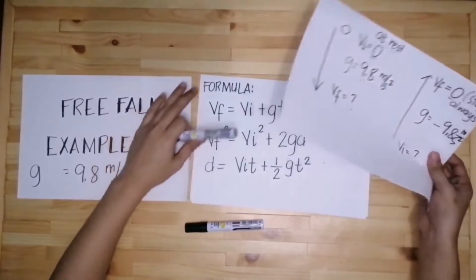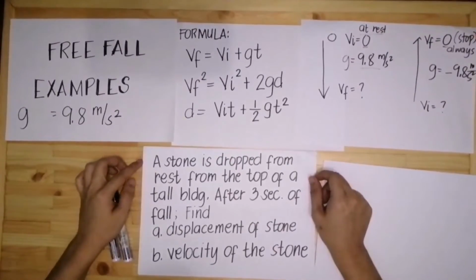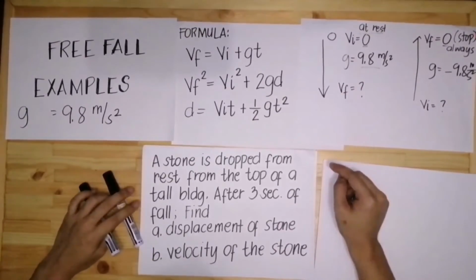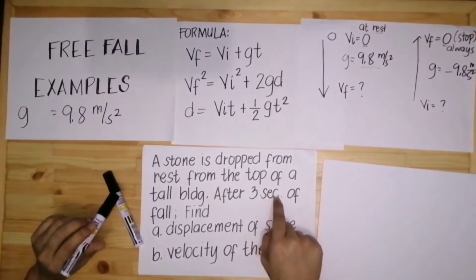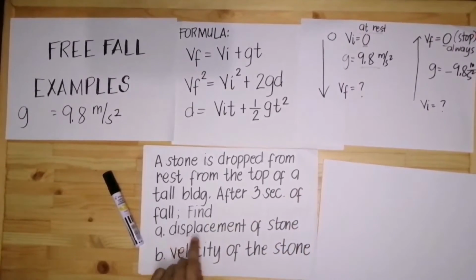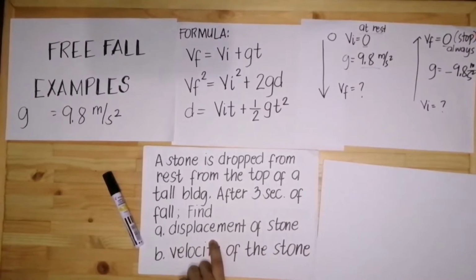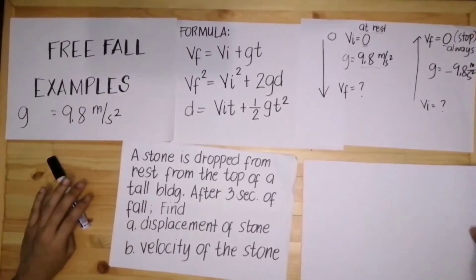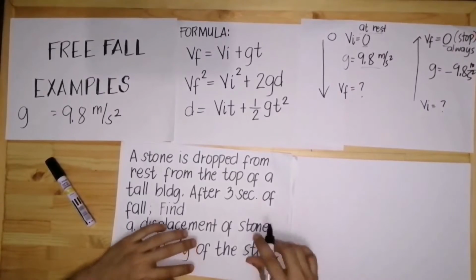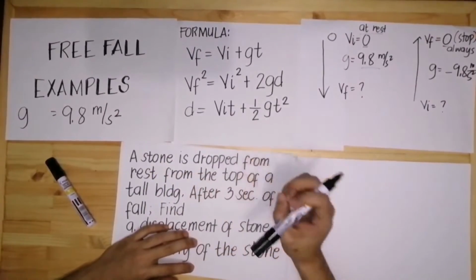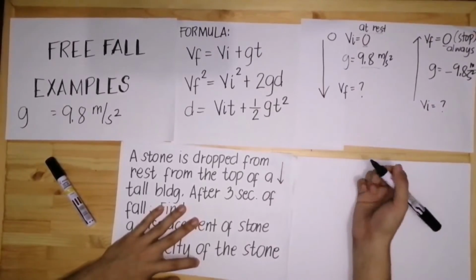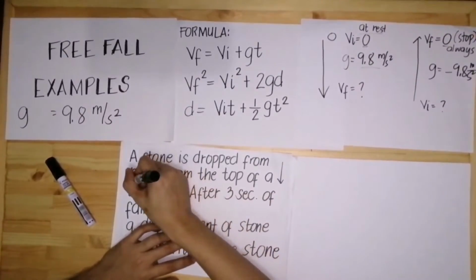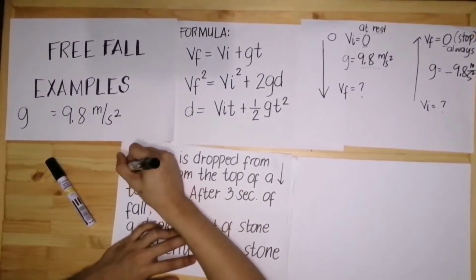So to understand better, now let's have the first example. A stone is dropped from rest from the top of a tall building. After 3 seconds of fall, find A, the displacement or the distance of the stone, and B, the velocity of the stone. So that we understand this better, let us underline the given. A stone is dropped. When it is dropped, our direction is downward, so this is the illustration we will use. From rest. Our rest means VI is equal to 0.